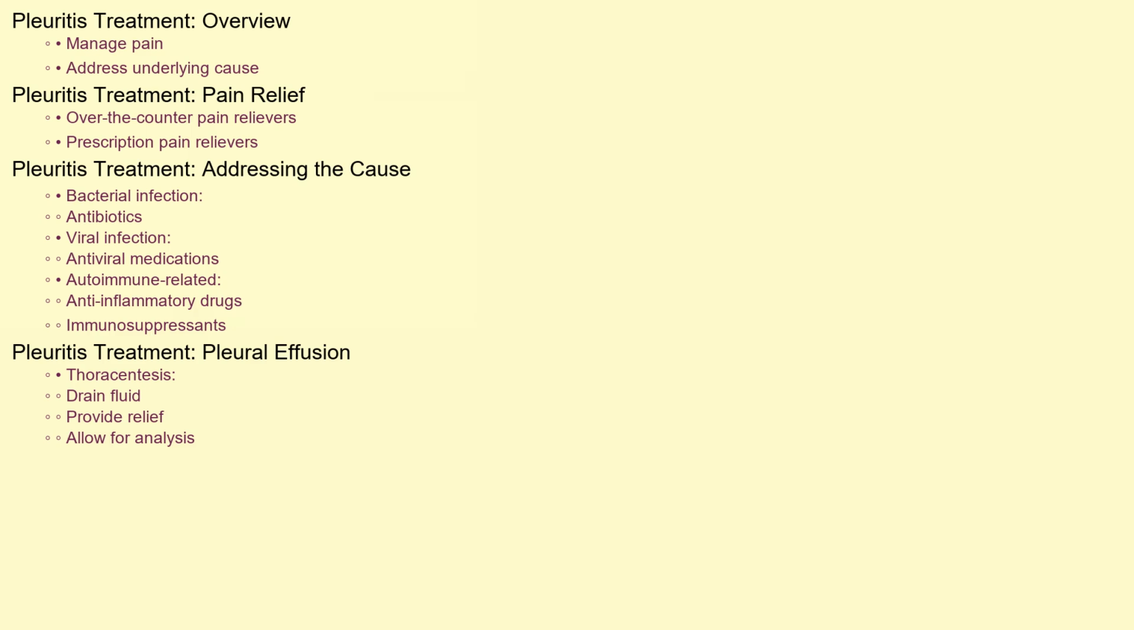Treatment for pleuritis focuses on managing the pain and addressing the underlying cause. Pain relief can be achieved with over-the-counter or prescription pain relievers. If the cause is a bacterial infection, antibiotics will be prescribed. Antiviral medications may be used for viral infections. For autoimmune-related pleuritis, treatment often involves anti-inflammatory drugs or immunosuppressants. In cases of significant pleural effusion, a thoracentesis may be performed to drain the fluid, providing relief and allowing for further analysis.